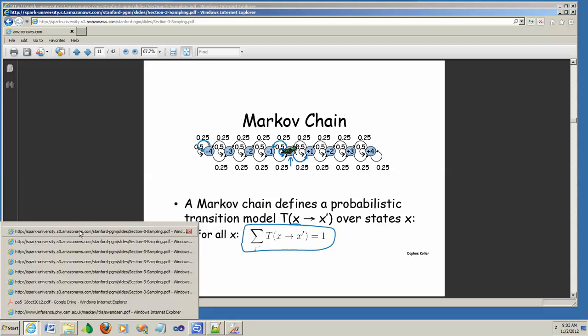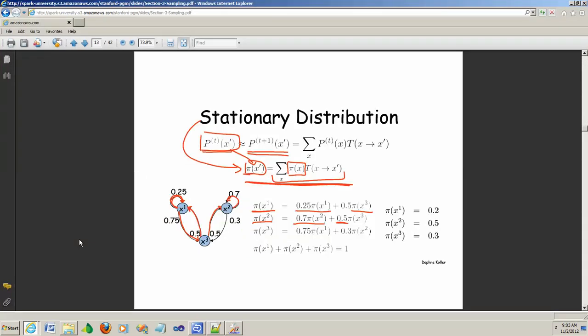The next thing is stationary distribution. We saw the grasshopper jumping from T0 to T1, T1 to T2, and so on. Now, if the probability at time step t of x prime, which is the new state, is approximately equal to the probability at time step t plus 1 of x prime, that's when stationary distribution is reached.